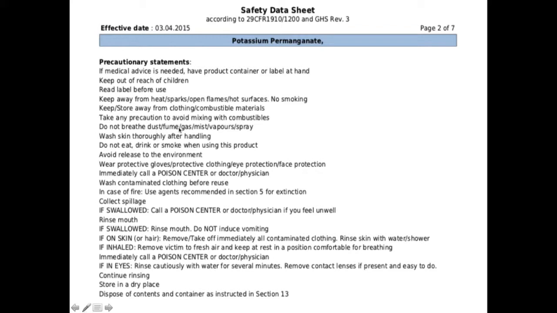If you're going to use it and it's going to have some dust or fumes, do it underneath the fume hood. Wash after you handle it. Make sure you don't drink in the lab. Basic lab safety. Immediately call poison control.